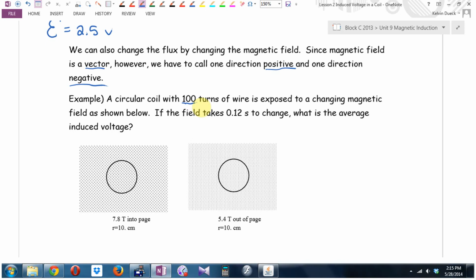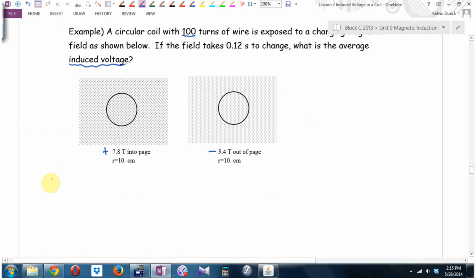Doesn't matter. I usually let final be negative because I want to get a minus minus so I get a positive voltage. So I'm going to let this be negative and this be positive. And they want me to find the induced voltage. Well, induced voltage is equal to negative N change in flux over change in time.